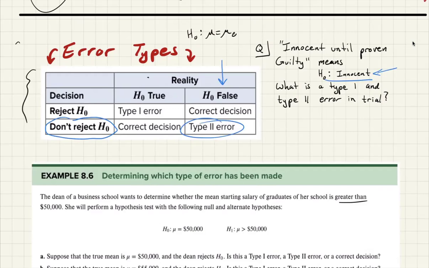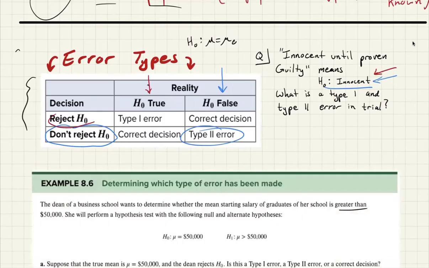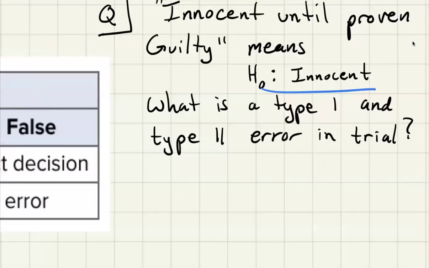Whereas if you're wrongfully convicted, that means you are innocent. You actually are, but the jury doesn't know that. And the prosecutor convinces them to think you're guilty. So they reject your innocence, even though you are. That is a type 1 error. So type 1 is a wrongful conviction, and type 2 is getting away with a crime. I don't know if that will help, but that's another way we can think about this.